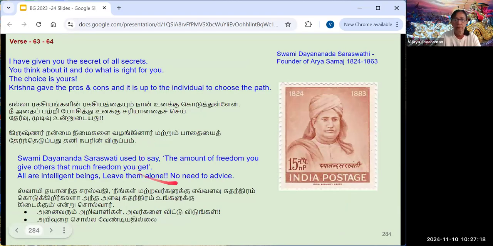This, I just got this. Dayananda Saraswati, those days in 1883, there was a stamp in India. The amount of freedom you give others, that much freedom you get. All are intelligent beings, leave them alone, no need to advise. So here Krishna says, I have given you the secret of all secrets. You think about it and do what is right for you. The choice is yours.